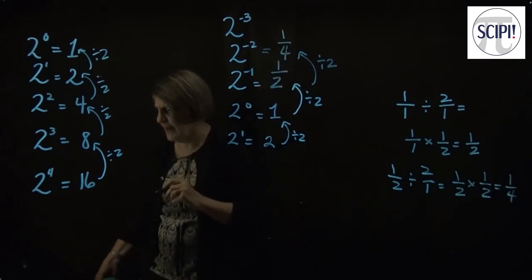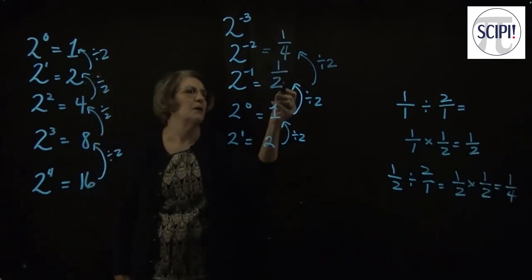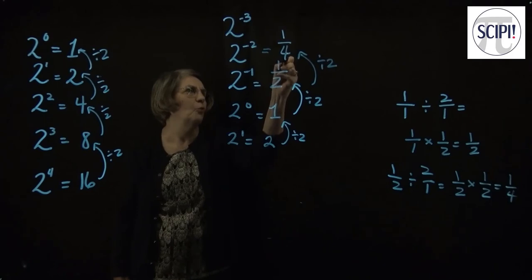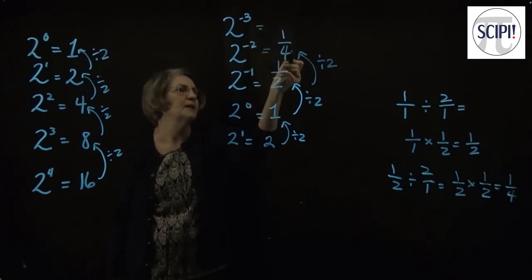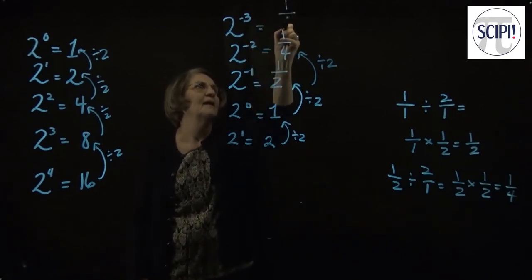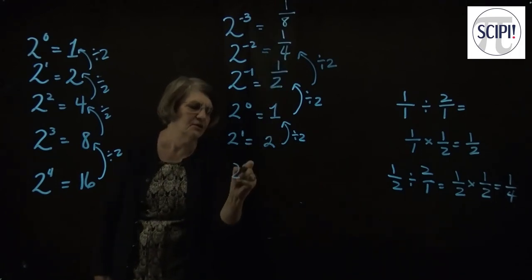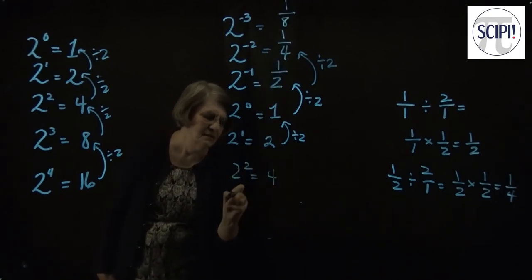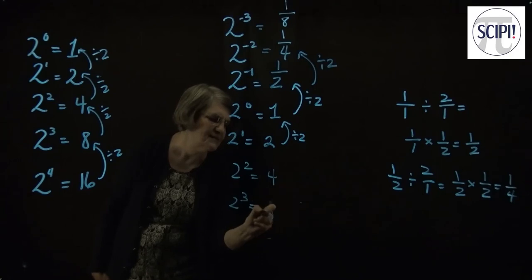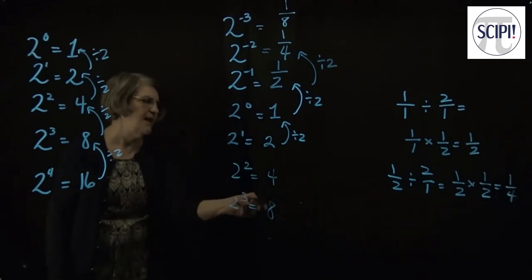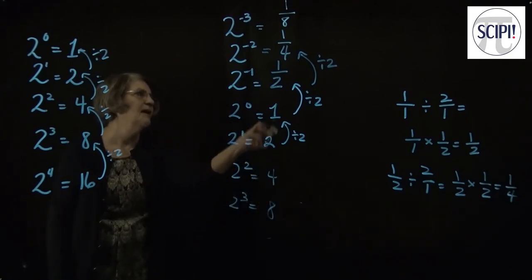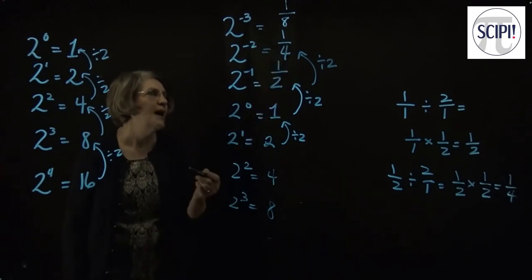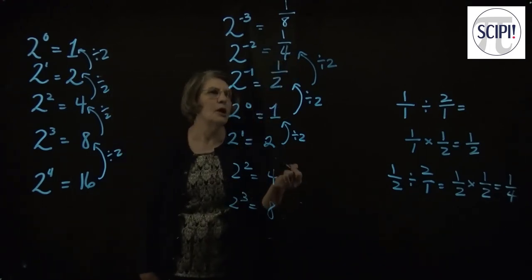Do you see a pattern developing this time? 2, 4. What do you think this one's going to be? 8. Look down here. Do you see the same numbers down here? 8, 4, 2. Again, it's based on patterns.